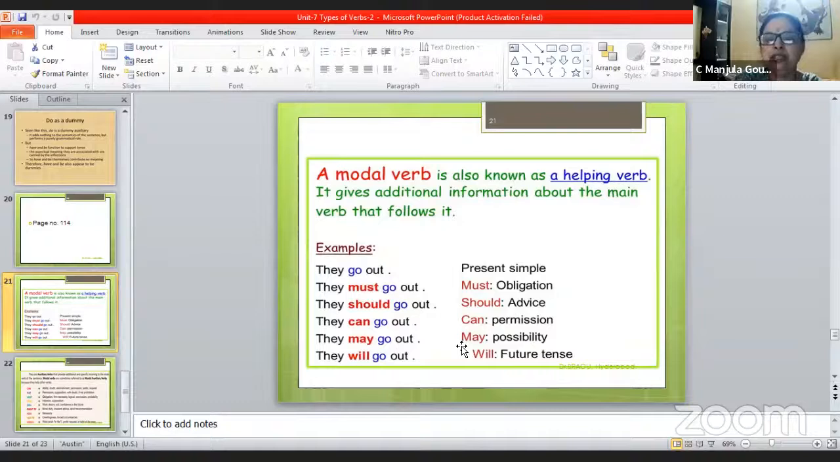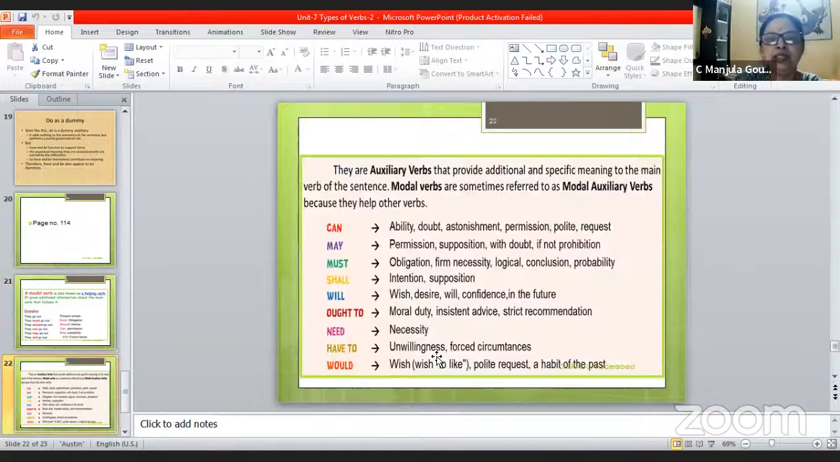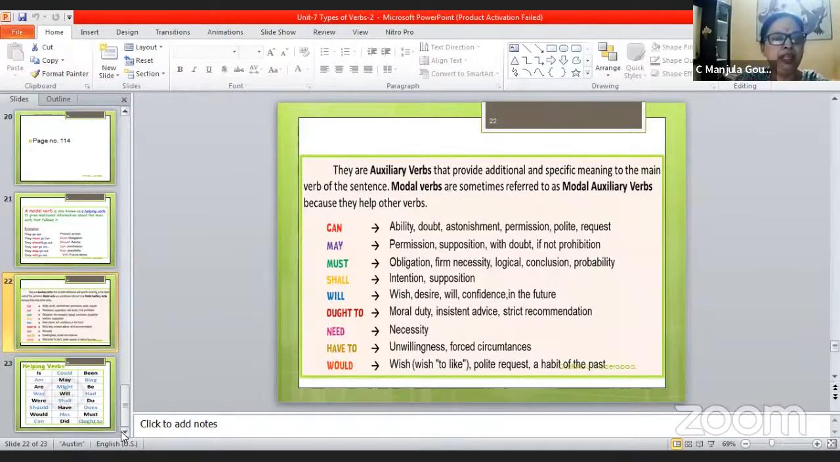So you all know that will and shall is only a future tense. We generally use them most of the time, and they play different roles everywhere. So the auxiliary verbs that provide additional and specific meaning to the main verb of a sentence, and modal verbs are sometimes referred as modal auxiliary verbs because they help other verbs. How do they help is something which we are going to read in the reader now.